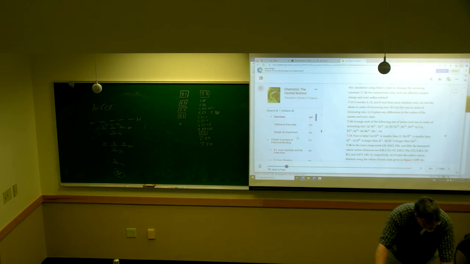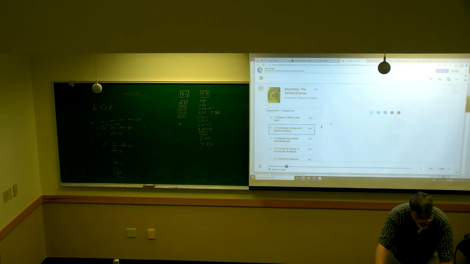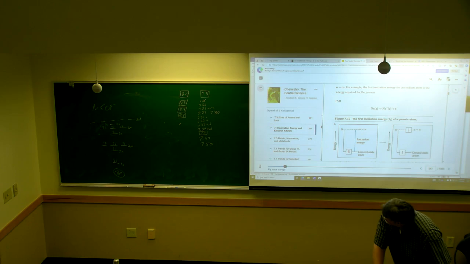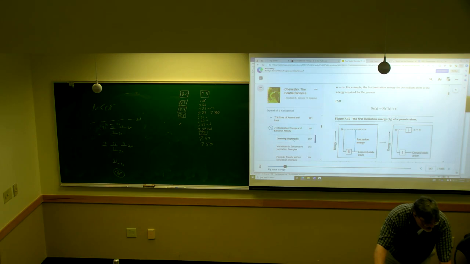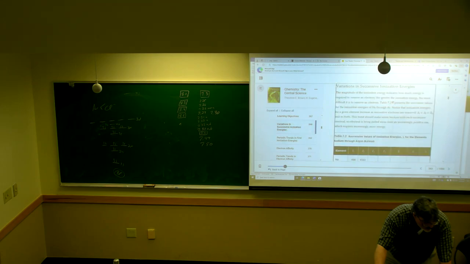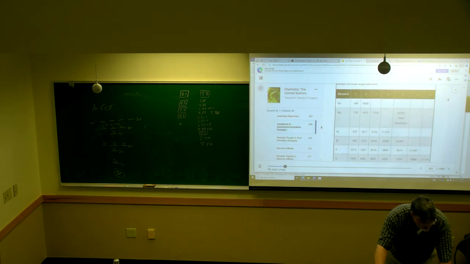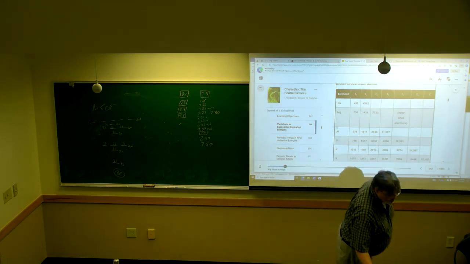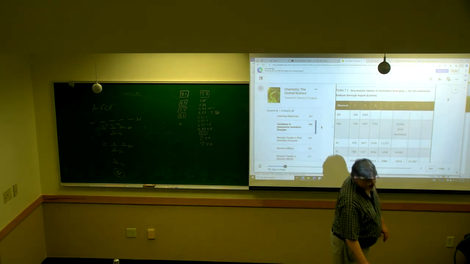I mean, in chapter, what chapter is that? 7. Sizes of, I know I'm going to do ionization energy. That's 7.49 and 7.50. All right, ionization energy. These are energies in kilojoules per mole. We're talking about energies here.